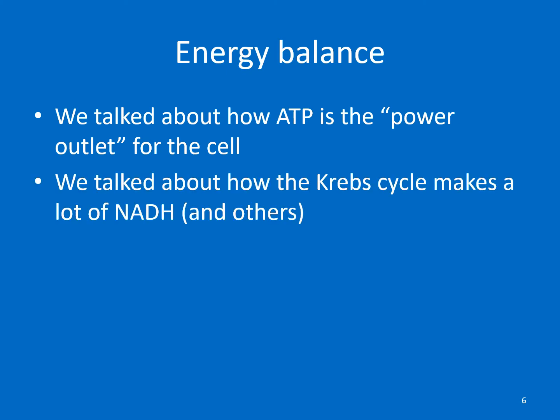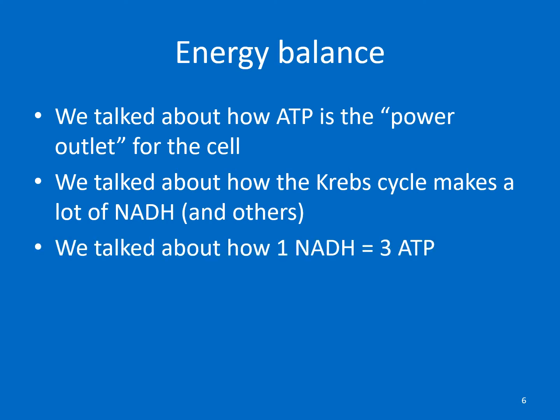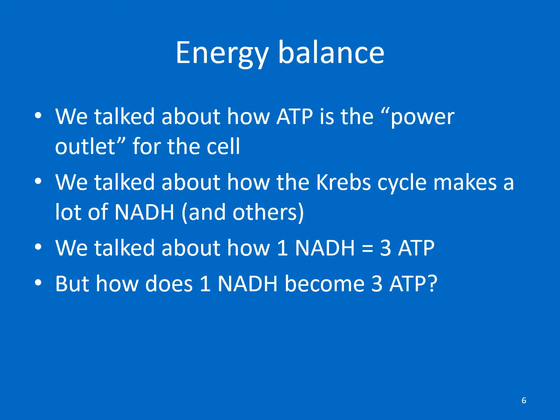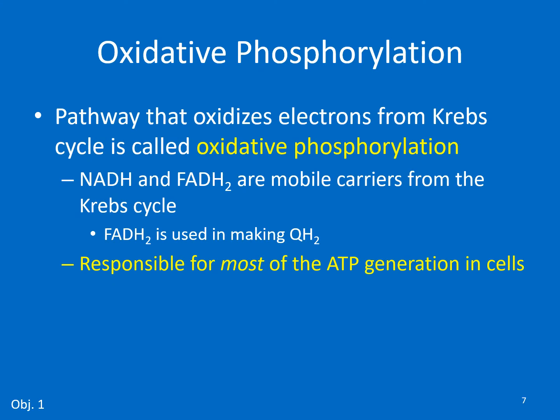And we talked about how the Krebs cycle makes a lot of NADH and other high energy compounds. And we talked about how 1 NADH equals 3 ATP molecules. But why is that? How does 1 molecule of NADH become 3 ATP? Why can't we say that it's worth 3 ATP? If you'll think back to what we were talking about in class, how ATP is like making change from a $100 bill. You can't just spend NADH at a store. You've got to break it down first. So oxidative phosphorylation is how we convert NADH into ATP, how we break down that $100 bill of NADH to make change, basically.